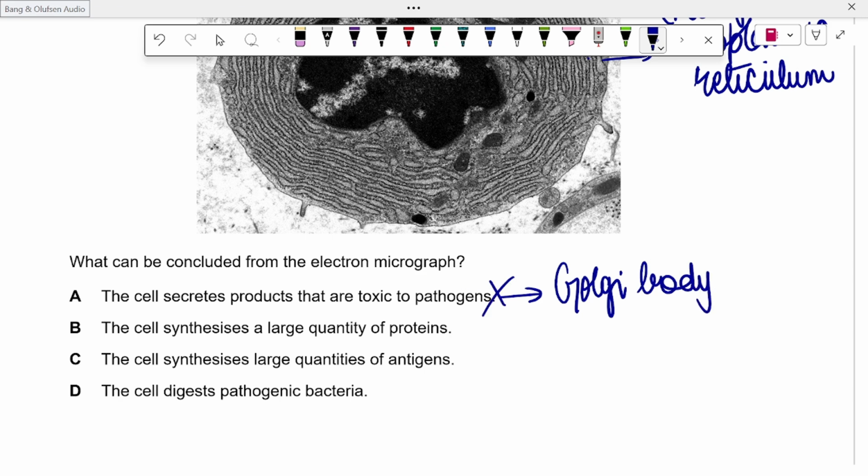The cell synthesizes a large quantity of protein. This can be a function of your endoplasmic reticulum. The cell synthesizes large quantities of antigen. This is again wrong. The cell digests pathogenic bacteria. Hydrolytic enzymes come from your Golgi body. This is again wrong. This is the only possible option, and this is the function of your endoplasmic reticulum.